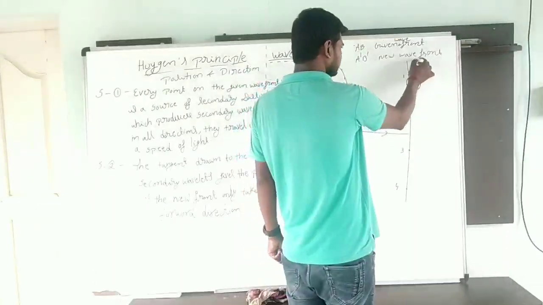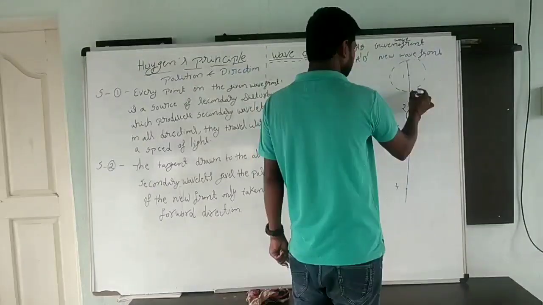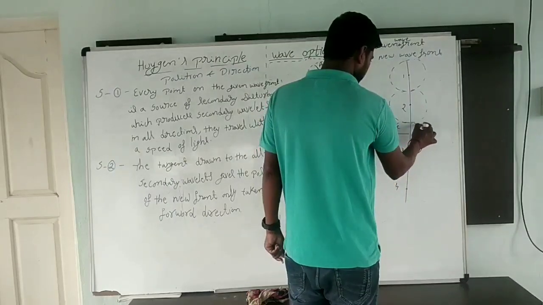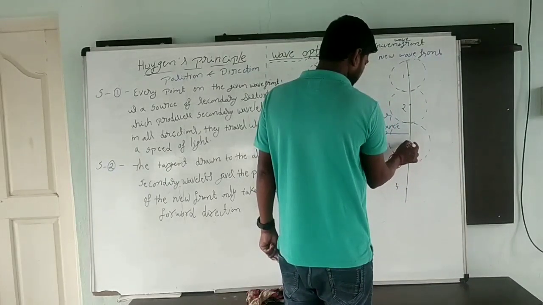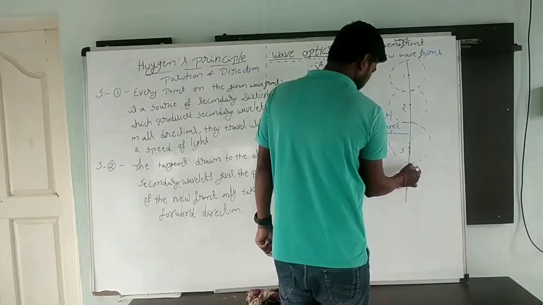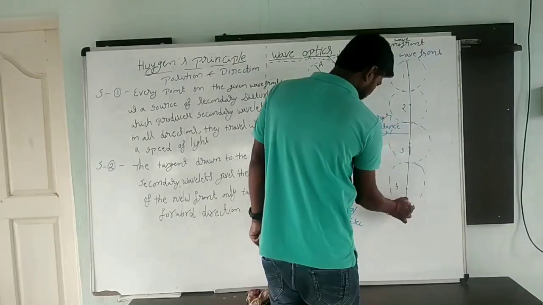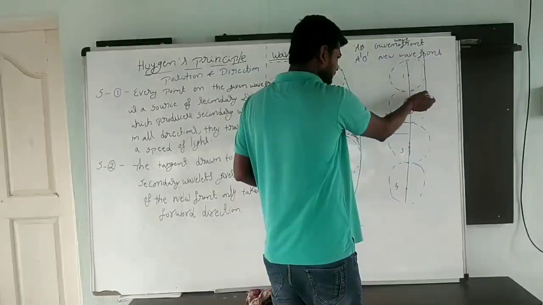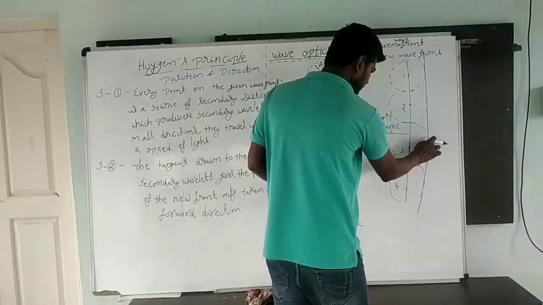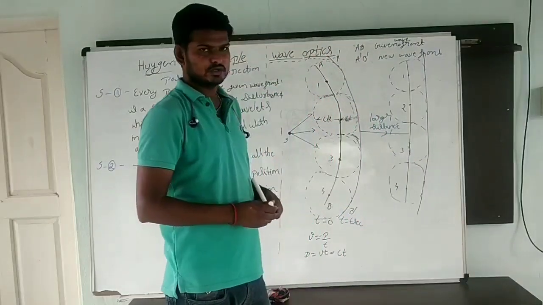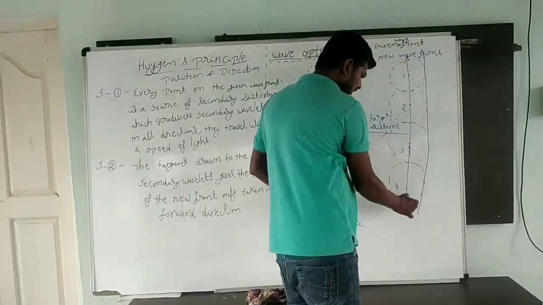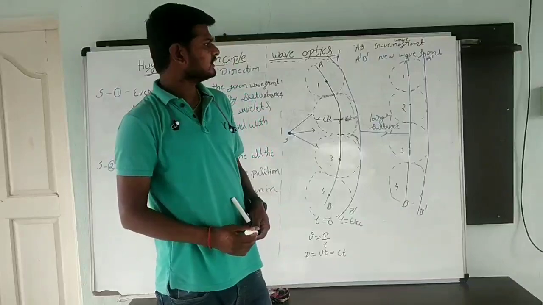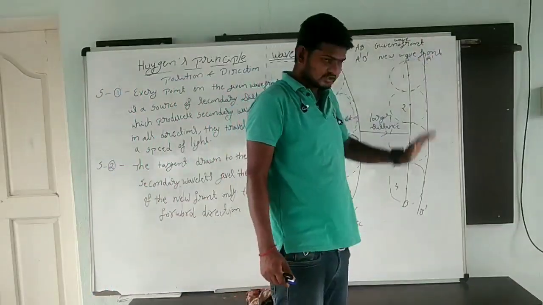What will happen? This will be one spherical wavelet. I draw the surface touching all the secondary wavelets, which gives the position of the new wavefront. The old wavefront is AB. The new wavefront is A dash B dash. Simple. AB is the given wavefront, A dash B dash is the new wavefront.